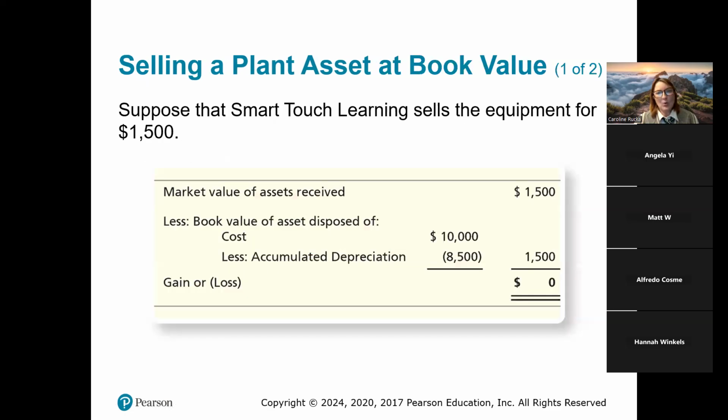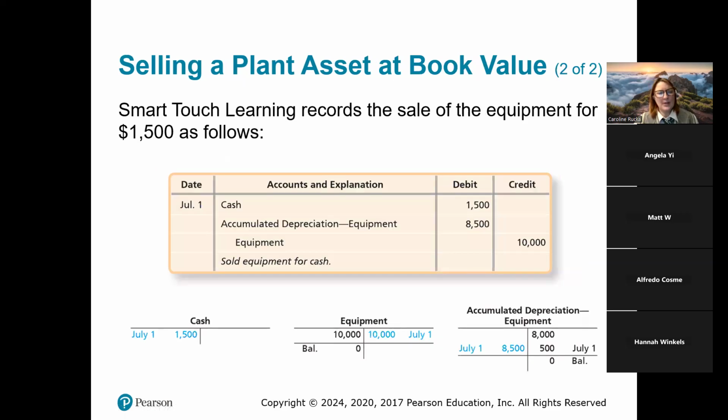Then we sell the equipment for $1,500. Okay, so we have the market value, that's what we sold it for. We've got the book cost less accumulated depreciation, so we have this on our books at $1,500. So we have no gain or loss here. We sold it for what it is worth on our books. Okay, so it would look like this.